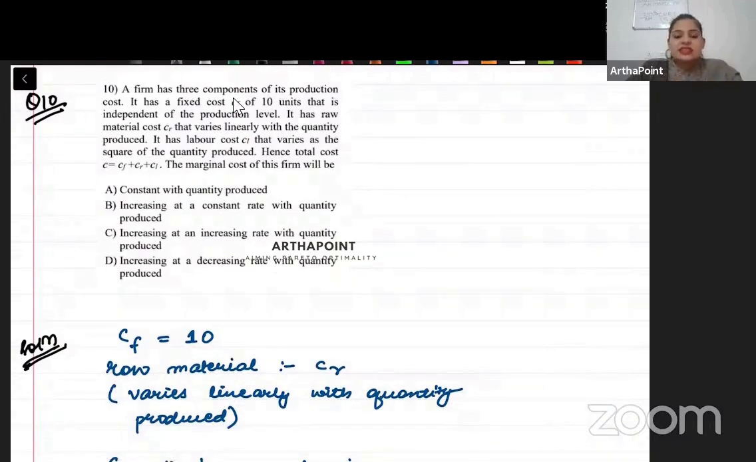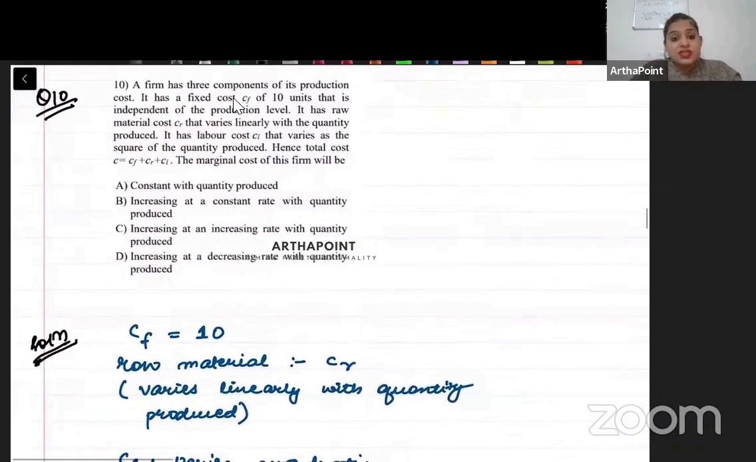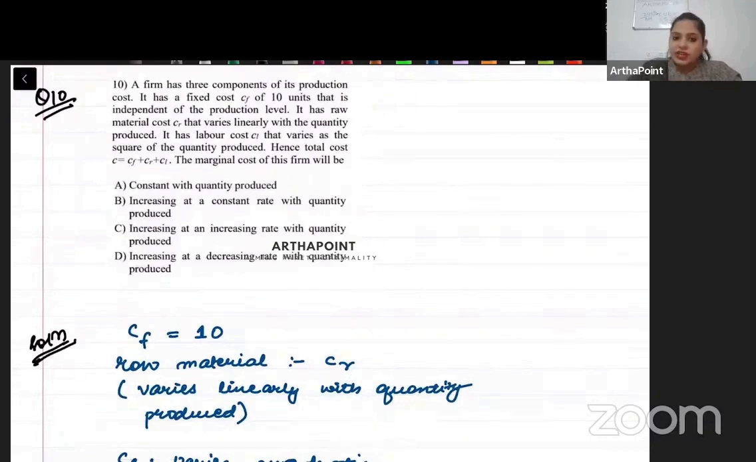A firm has 3 components of its production cost. It has fixed cost, CF, of 10 units, that is independent of the production function. It has raw material cost, CR, varying linearly with quantity produced. And it has labor cost CL varying as the square of the quantity produced. What is the marginal cost of this firm? Very, very good question. Quite a nice way of writing it.